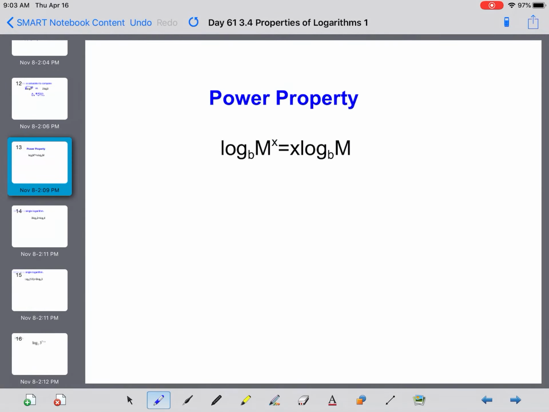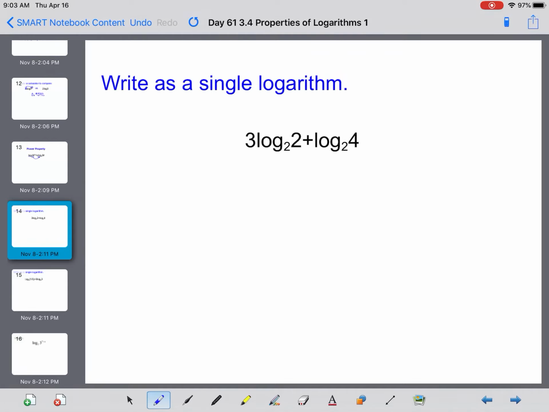So here's our power property, log base b of m raised to the x power. These two are completely equivalent. Sometimes we want to be in the left side form, sometimes we want to be in the right side form. We just want to know that these two sides are completely equivalent to each other. This is probably one of my favorite properties of logs.